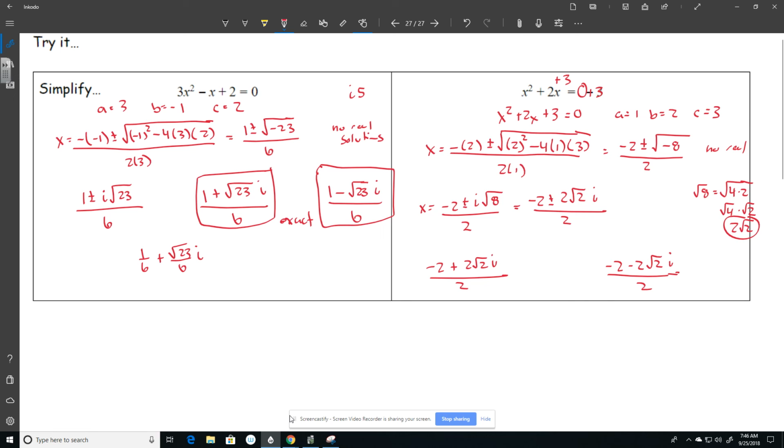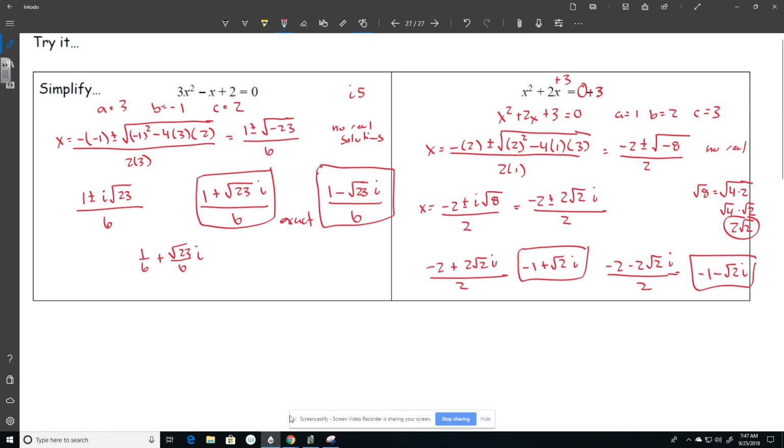Please don't add these together. You can't. This one is being multiplied by i, so it has a different variable. But what I can do is divide everything by 2. Negative 2 divided by 2 is negative 1. 2 divided by 2 is 1. So this becomes negative 1 plus positive 1 square root 2 i, and my i is outside the square root. On this side, negative 2 divided by 2 is negative 1. Negative 2 divided by 2 is still negative 1. So that's negative square root 2 i. Those are the answers that you should have got.